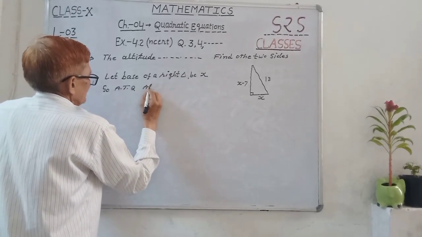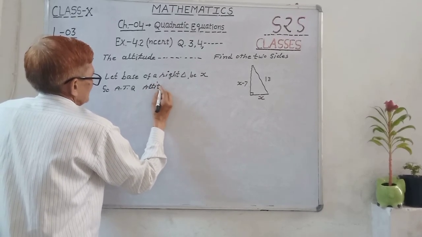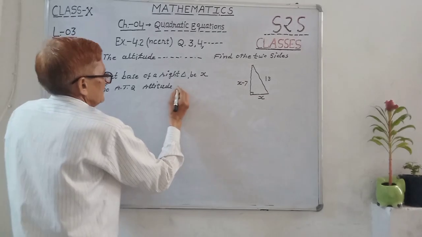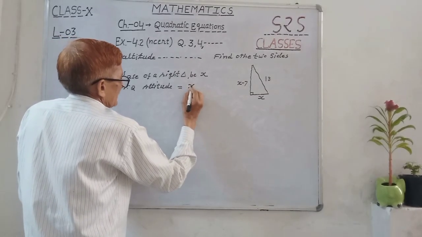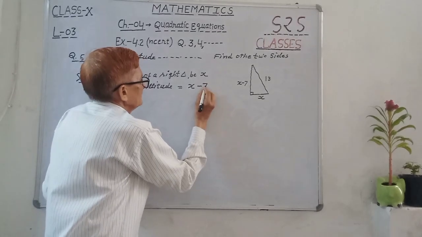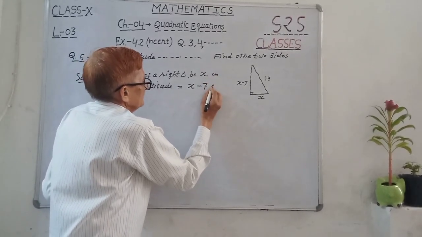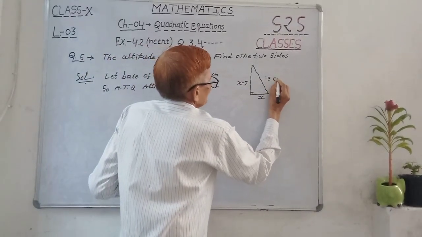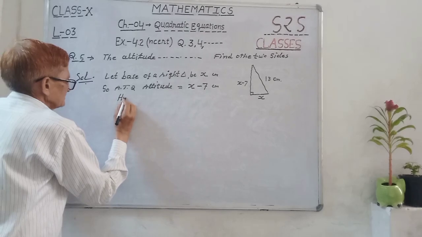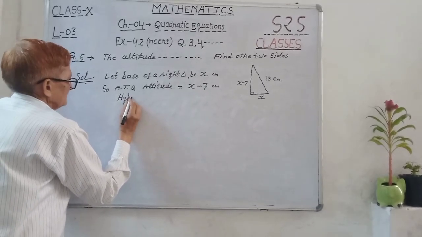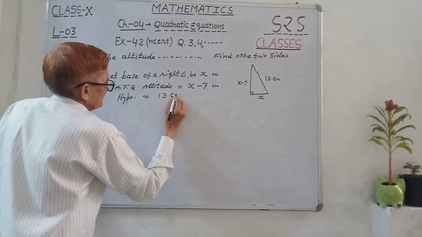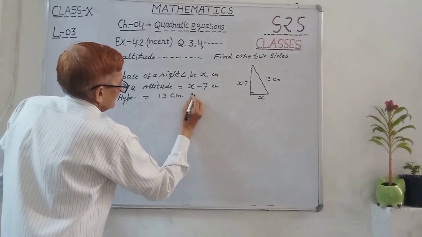According to the question, altitude means perpendicular, this side perpendicular is equal to 7 less than the base, so x minus 7 centimeter, because the hypotenuse is given as 13 centimeter. It is given.